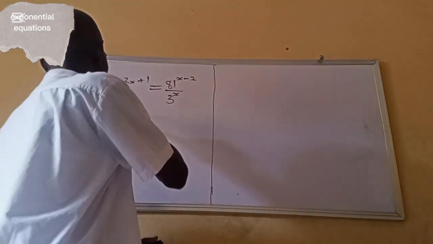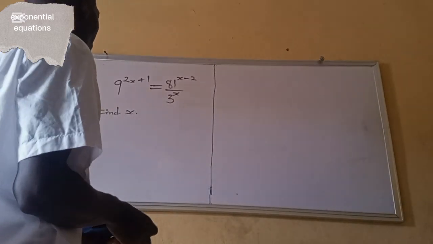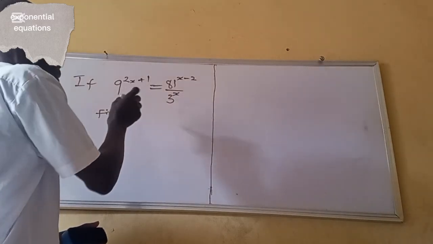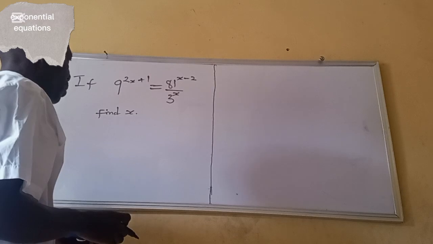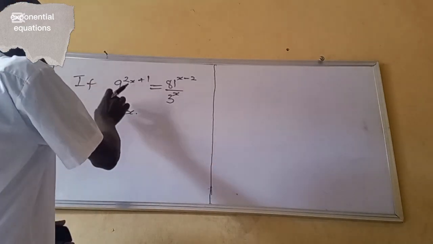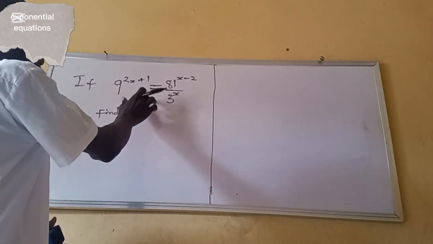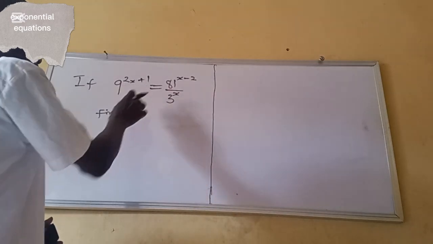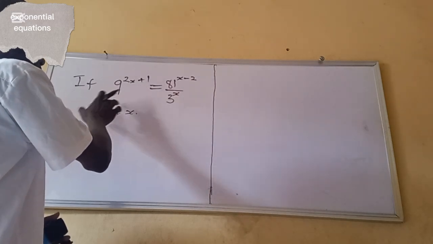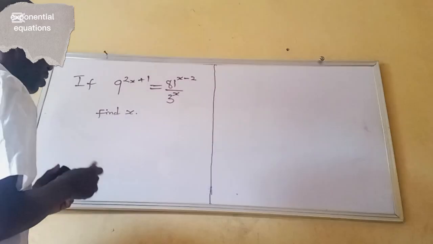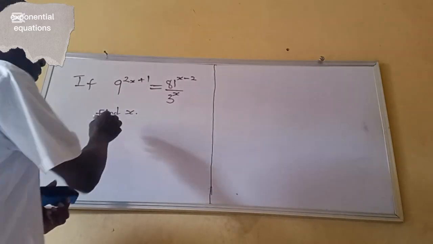So here is an example of a simple exponential equation. We are given this example to find what x will be. In order to do this, we are told to find x. This is a simple exponential equation, so we are going to make both sides have the same base. From there, we can equate the exponents or indices to find our x.